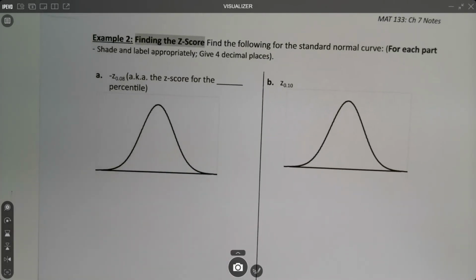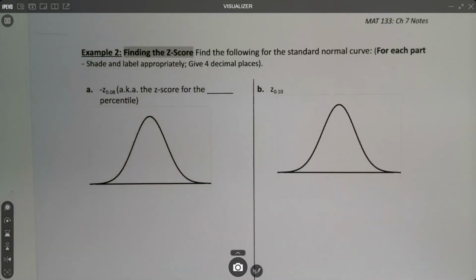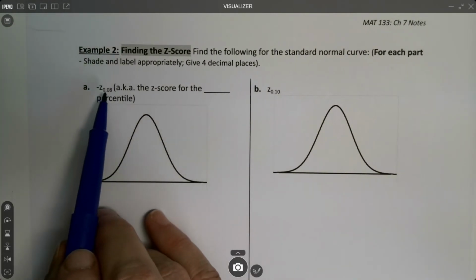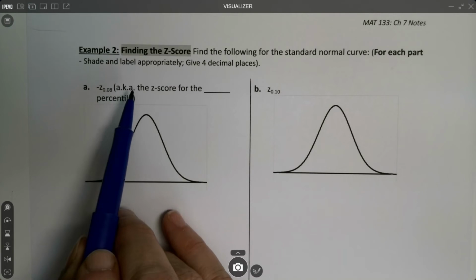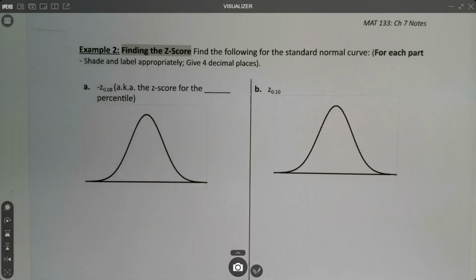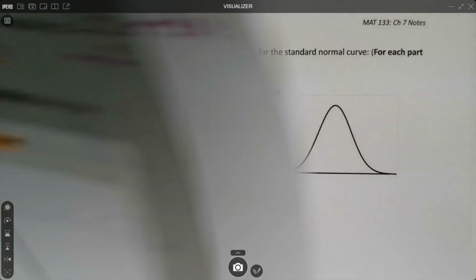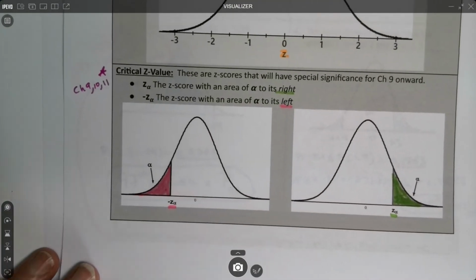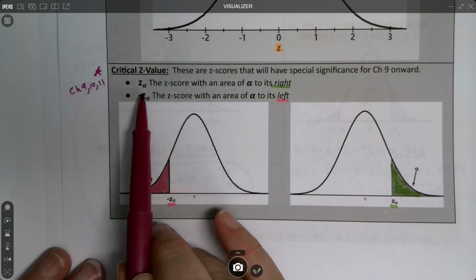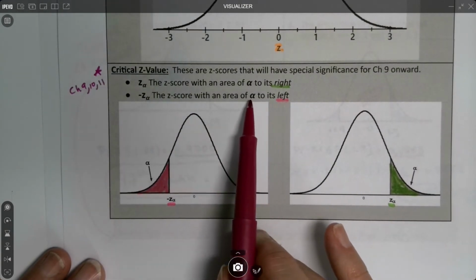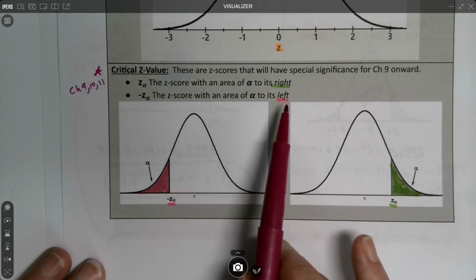And here's where that subscript notation comes in handy. So we're going to see how to do these problems with these subscripts that we talked about a couple pages ago. Okay, so we want negative z.08. So we want the z-score that associates itself with the 8th percentile, right? Now, where am I getting that from? Well, look at the notation. Right here, it says negative z alpha, alpha being a subscript, means that that little alpha, whatever value that is, is the area in the left.